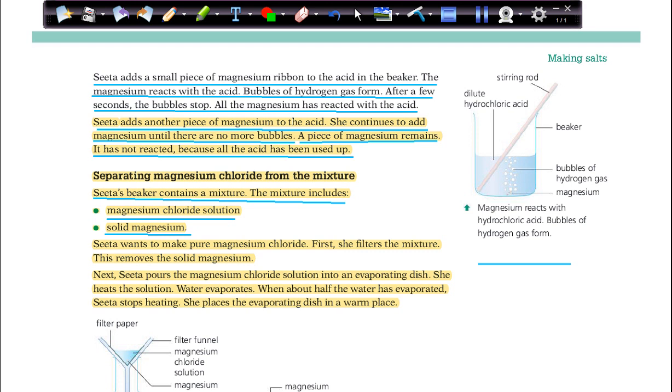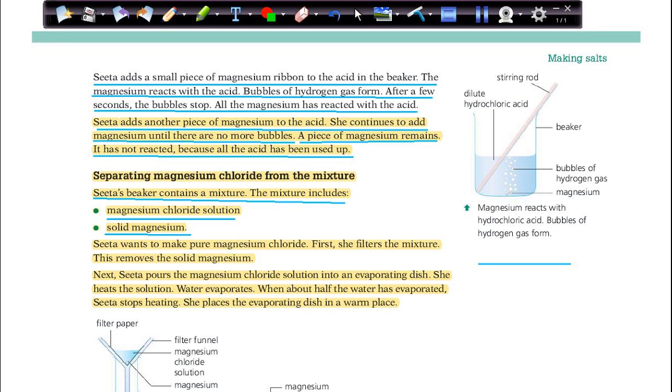So we still have this solid. First, to remove this solid, we have to filter. Just filter the mixture and you get the solution. Then how can we take the magnesium chloride out of the mixture? Think about evaporation. In grade 8, we studied how to form copper sulfate crystals. We made a solution, and then we evaporated it. So this is what she's going to do.